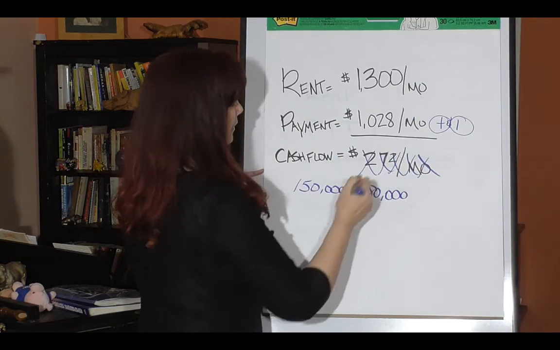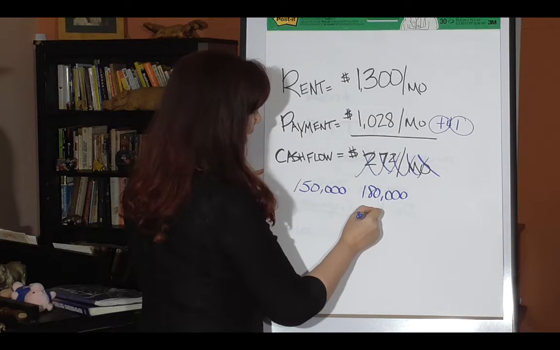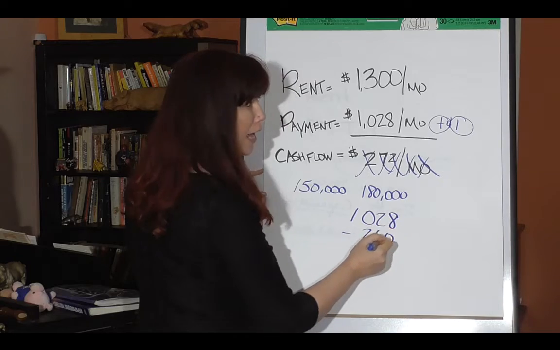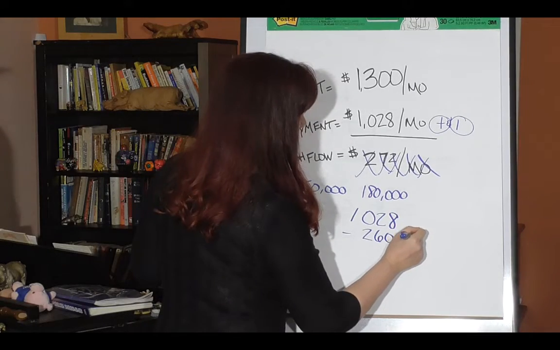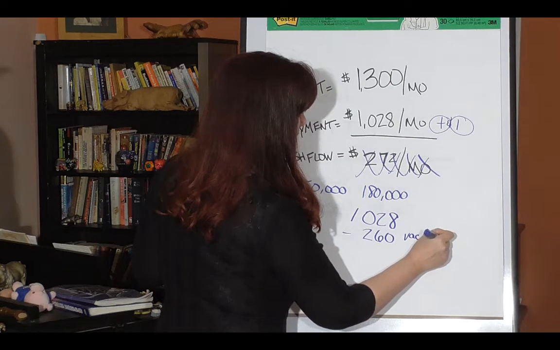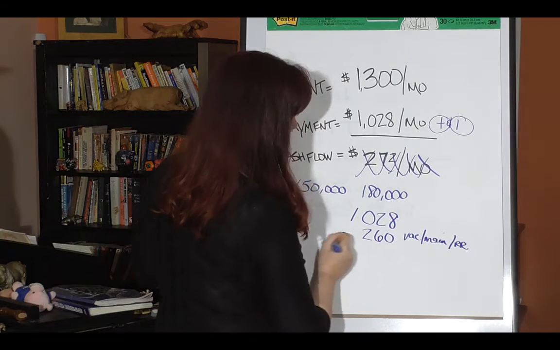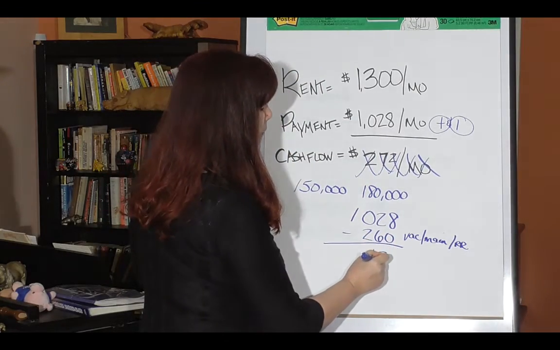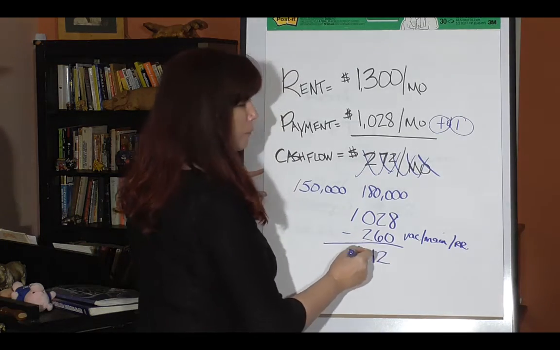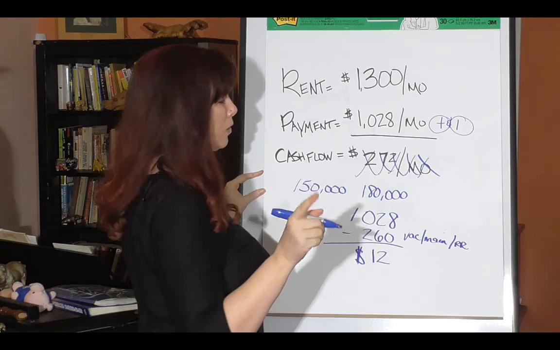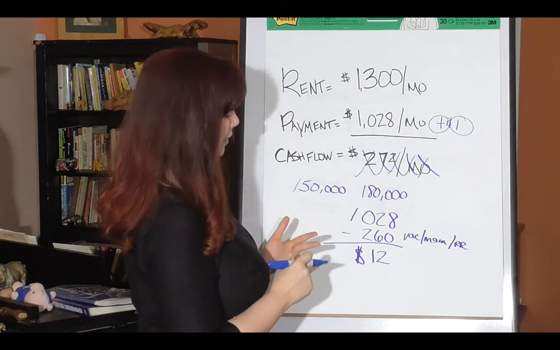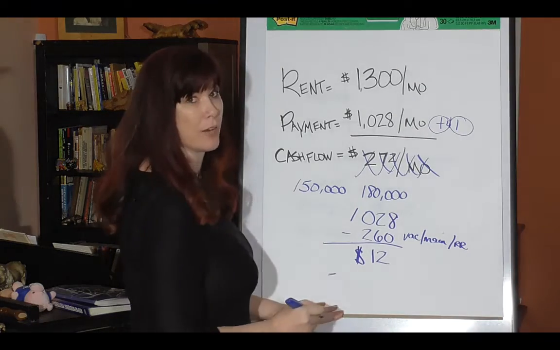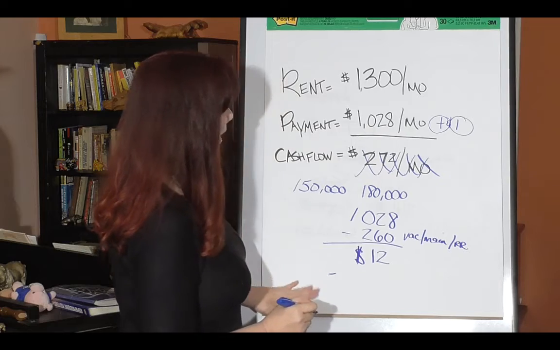So even if we assume that tax and insurance are included, what we really have is a $1,028 payment and another $260 in vacancy, maintenance, and replacement reserves, which leaves us a cash flow of not $272, but $12 a month. And that's assuming, again, no owner-paid utilities, and that you are self-managing, because if you're property managing, you're now in negative territory. If you're getting a property manager involved, you are in negative territory.